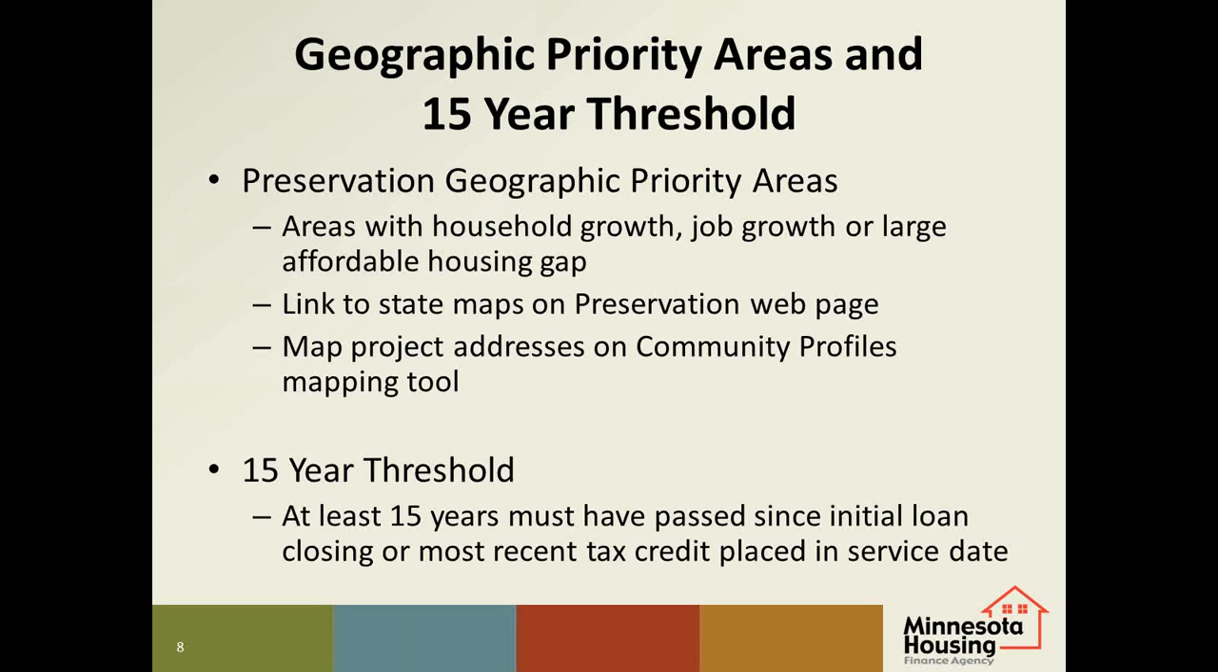There are 2 additional criteria that apply to any project seeking preservation funding. The first is the preservation geographic priority areas. These are areas in which there is job growth, household growth, or a large affordable housing gap. Job growth information was updated in January 2017. The preservation page contains a link to statewide maps of the priority areas. Individual project addresses can be mapped using Minnesota Housing's Community Profiles, an interactive mapping tool found on the agency's website. The second is the 15-year threshold. 15 years must have passed since the initial loan closing or most recent tax credit placed in service date.